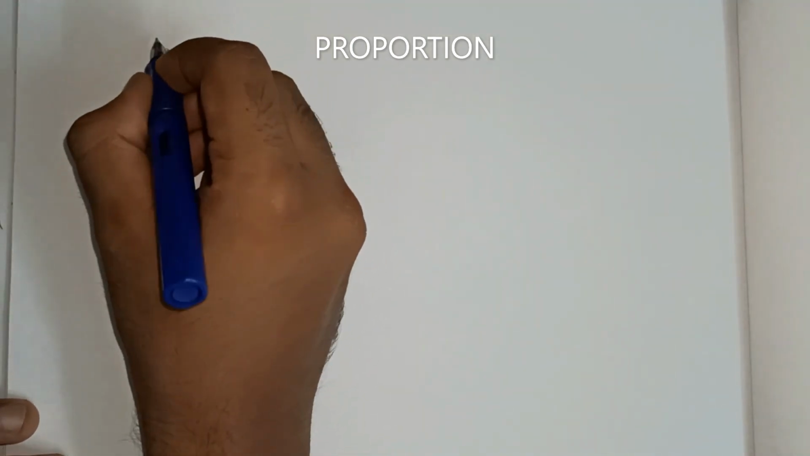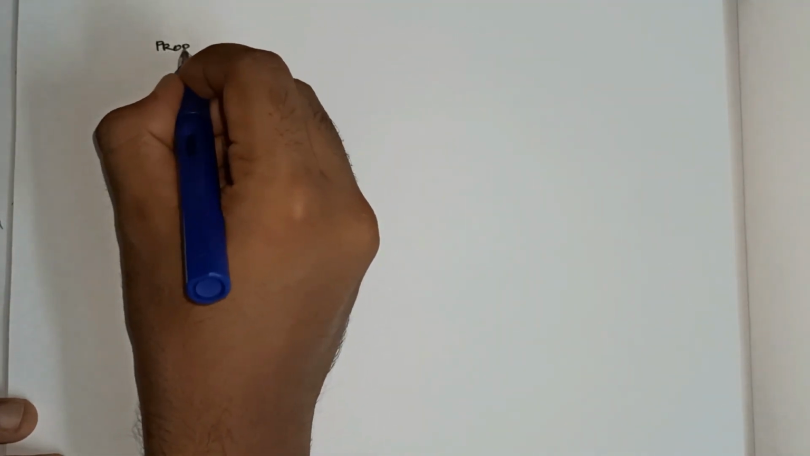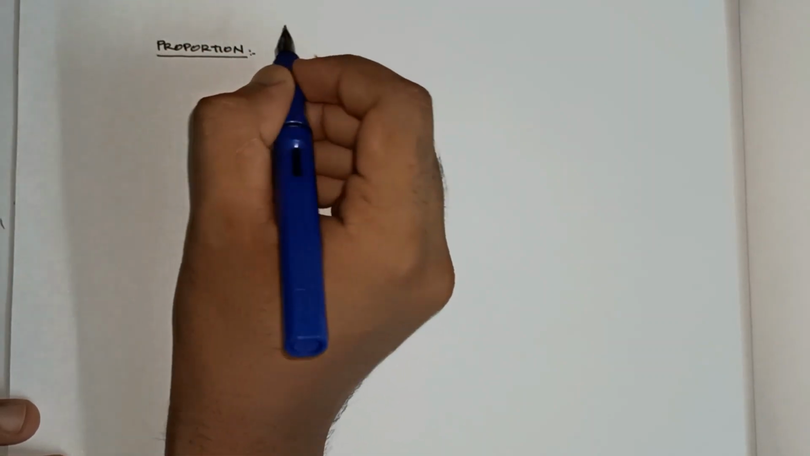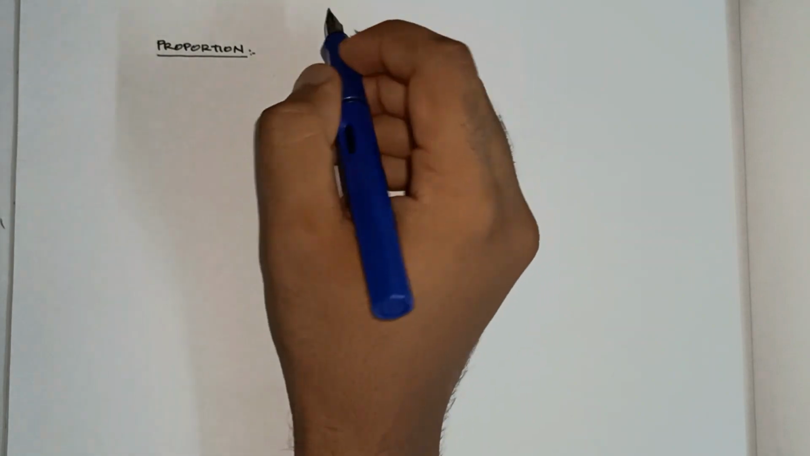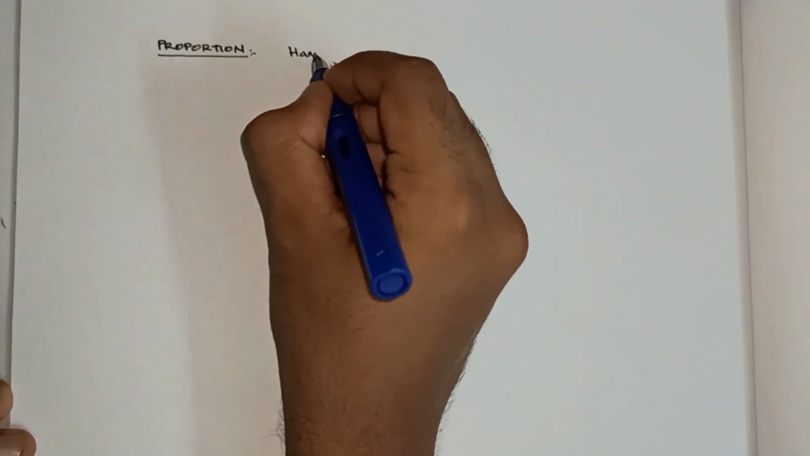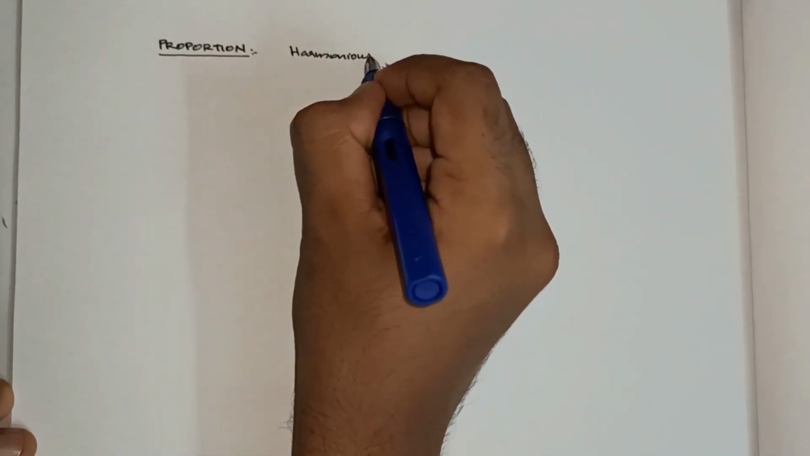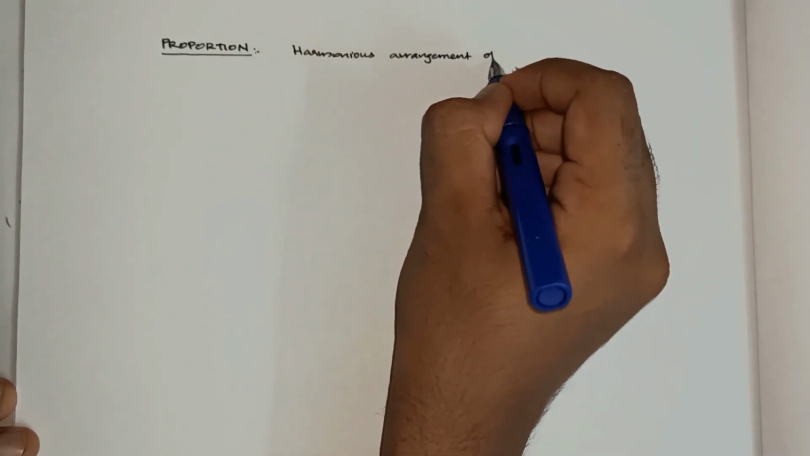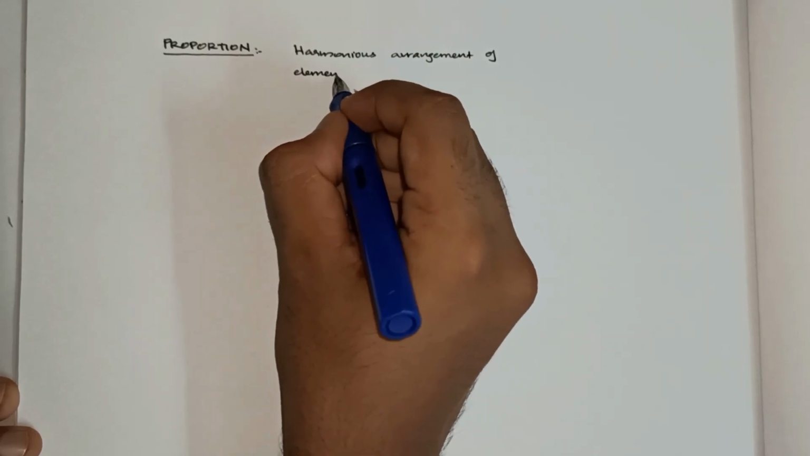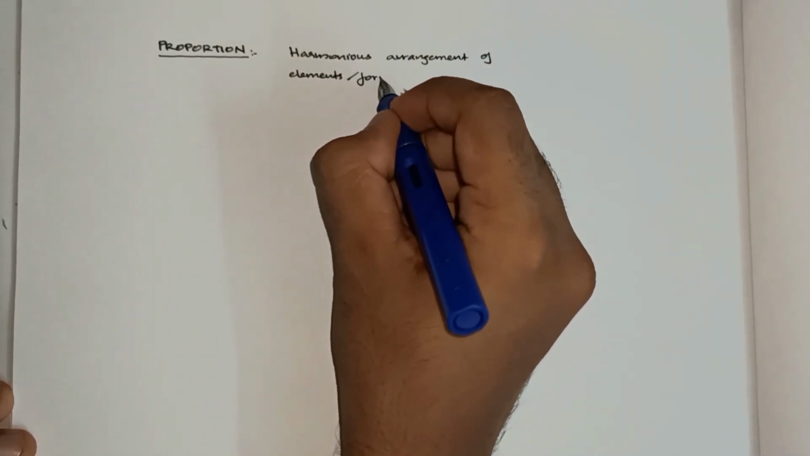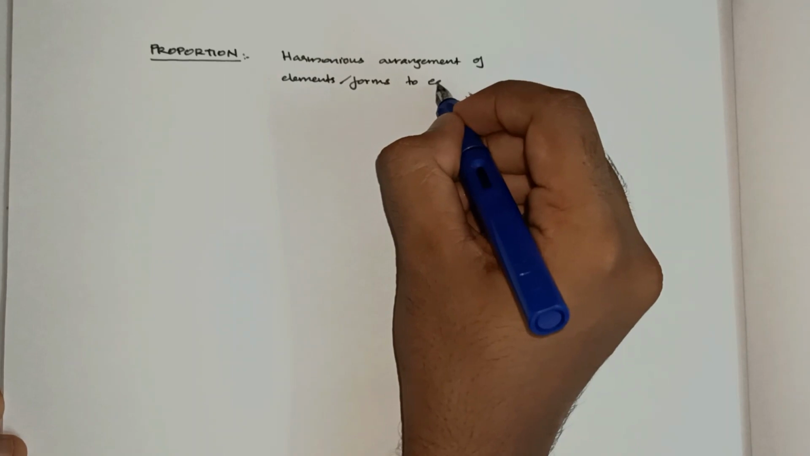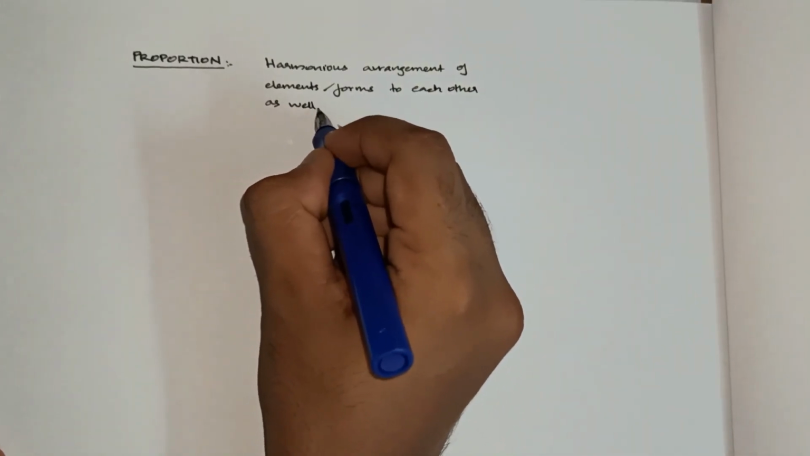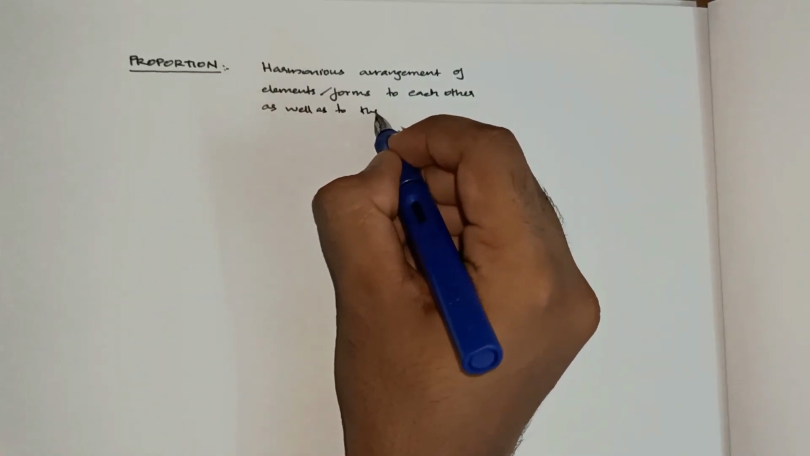So next let's learn proportion. So proportion in any composition is nothing but the harmonious arrangement of elements or forms to each other as well as to the whole.